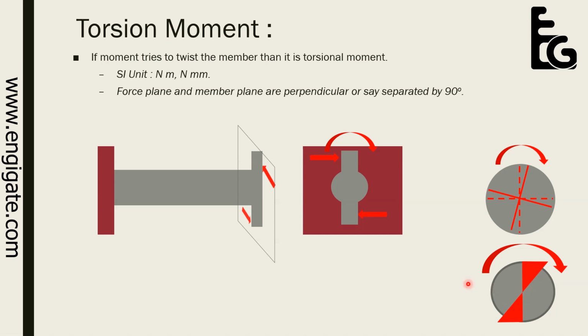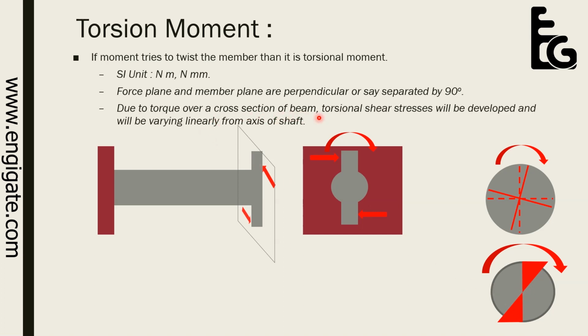Due to torque over a cross section area of beam, torsion shear stress will develop, which will vary linearly from 0 at axis of shaft and maximum at periphery.